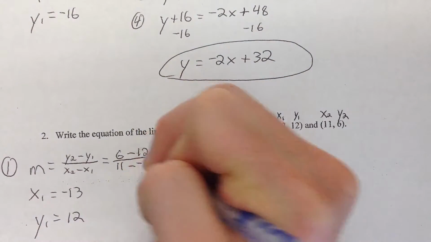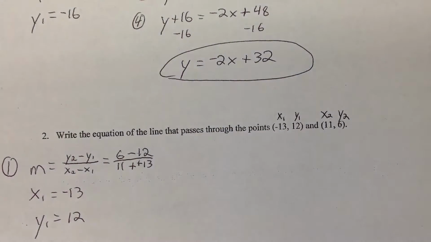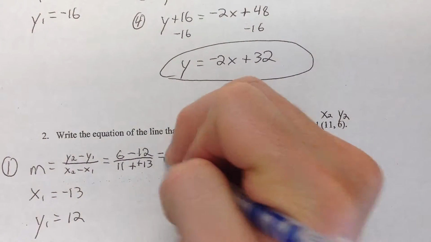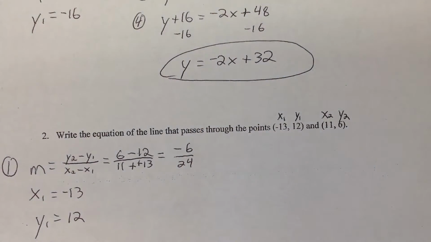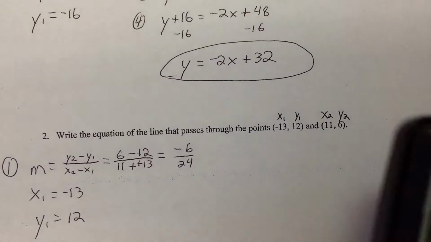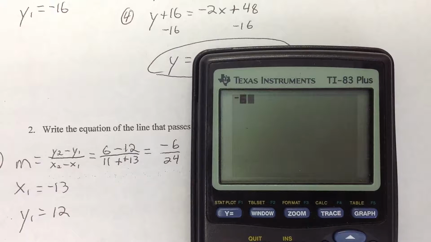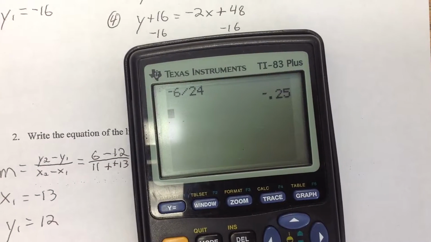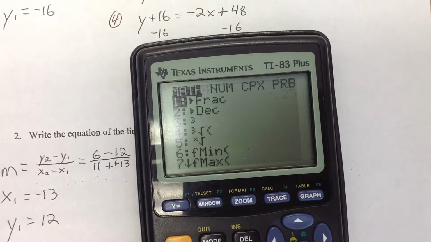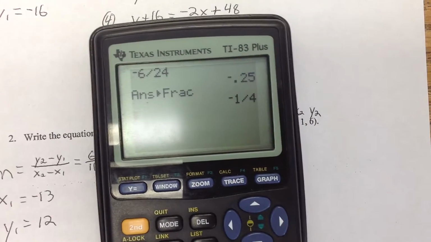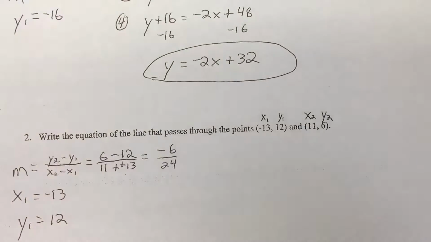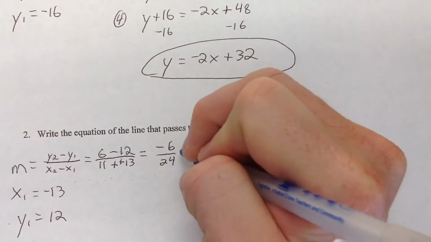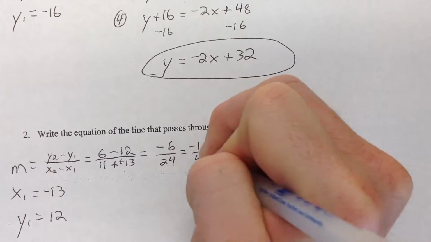So when we subtract a negative 13, it's actually going to become plus 13. So we end up with negative 6 over 24. And you always want to check to see if you can reduce these, because sometimes they just make your life easier. And if we type in negative 6 divided by 24, we're going to get negative 0.25. And if we math frac that, it just becomes negative 1/4. So that's a lot easier to use than negative 6 over 24. So we're just going to write that as negative 1/4.